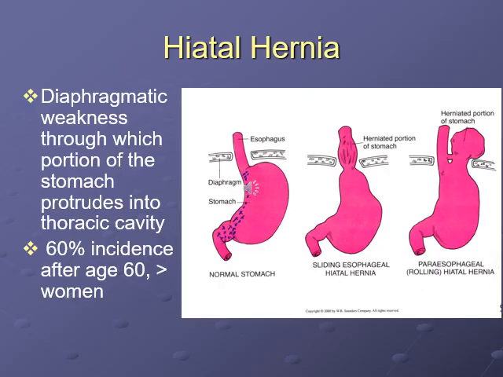A hiatal hernia is a diaphragmatic weakness through which a portion of the stomach protrudes into the thoracic cavity. If you make note of this picture, you see the diaphragm, then the esophagus, and then the stomach below the diaphragm. With the herniation there is a weakness where the stomach slides up above the diaphragm and will produce symptoms similar to GERD and heartburn. So that opening in the diaphragm through which the esophagus passes becomes enlarged, and part of the stomach moves into the lower portion of the thorax. That's what we call a hiatal hernia.